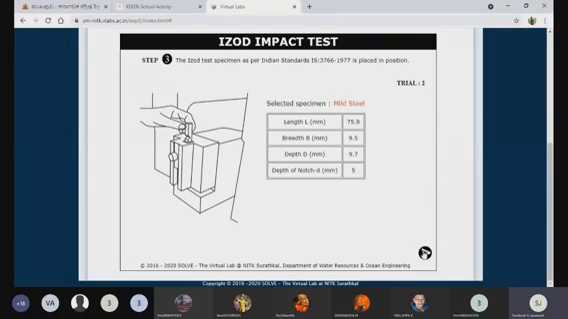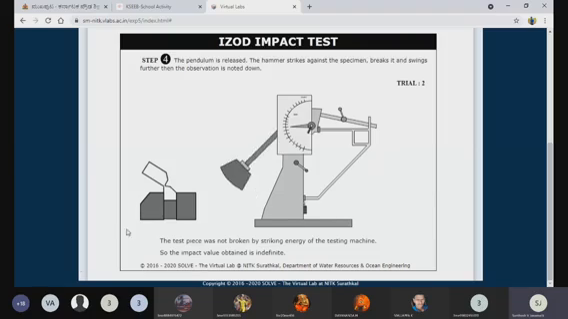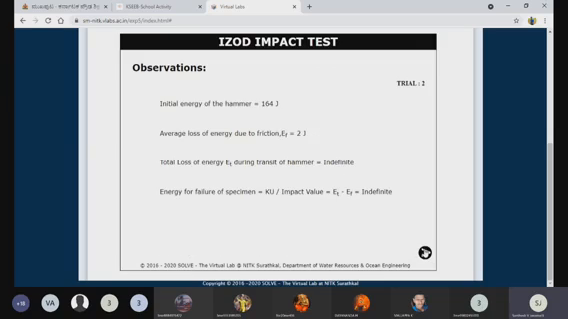This will be trial 2. Now we are placing the sample, and the size will be the same. Once we release the pendulum, see how the workpiece breaks. Again, in the second trial we get 2 joules, indefinite.